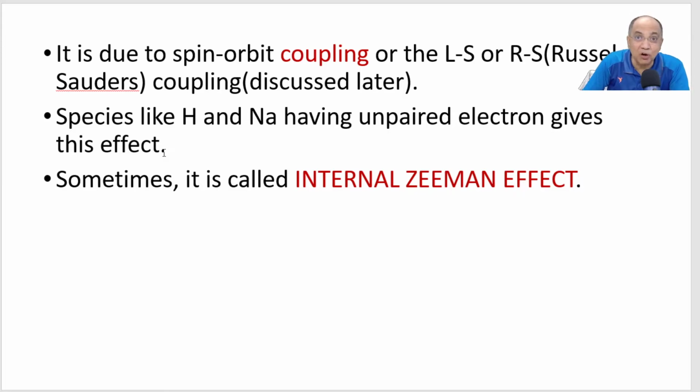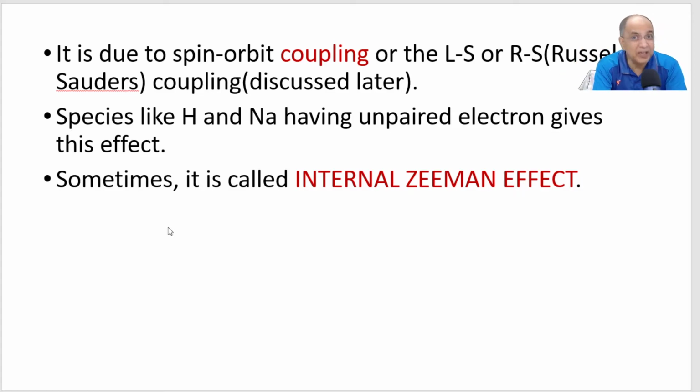Without magnetic field, if you are getting a multiplet, by using just high resolution spectrometry, changing from an ordinary prism to grating, high power grating, in that case, you are getting a multiplet, means it has one or more unpaired electron. Then only the spin will couple with the orbital angular momentum. Just hold on. This is sometimes called internal Zeeman effect.